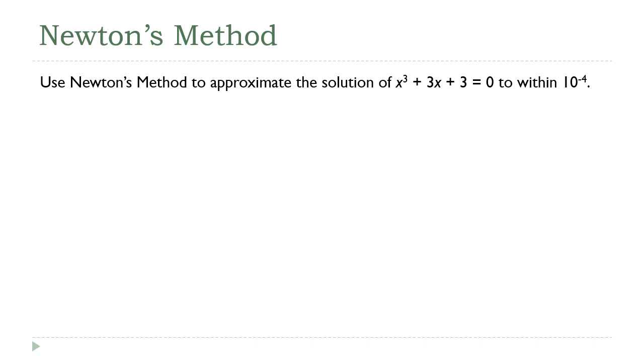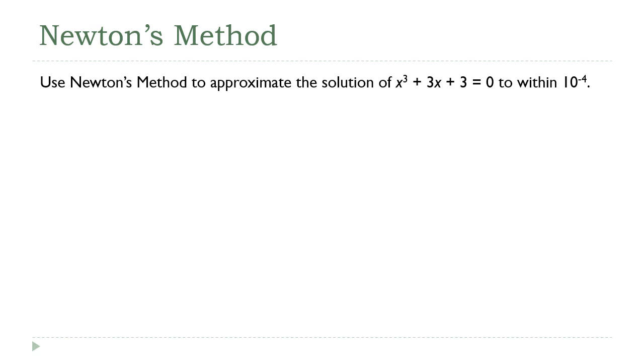So I have an equation here, and I'd like to see if we can use Newton's method to approximate its solutions out to 10 to the negative fourth. In other words, I want to be sure that the first four decimal places of my answer are correct, right? That they match the exact value.